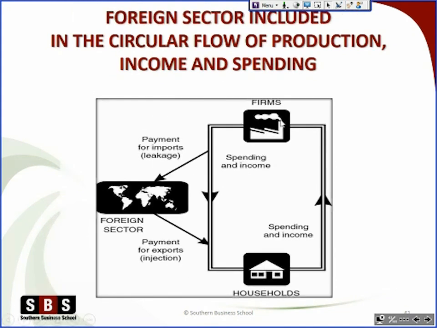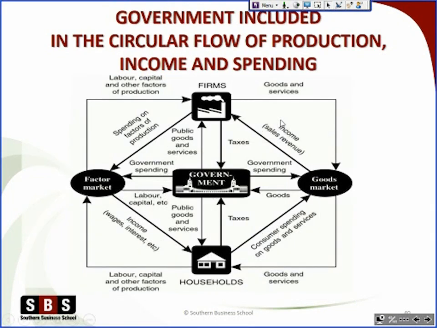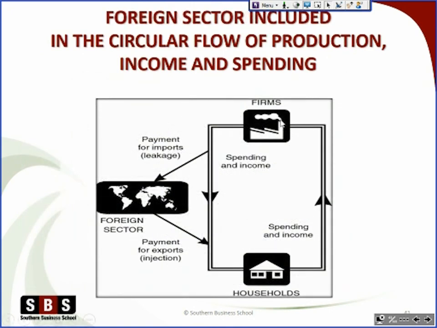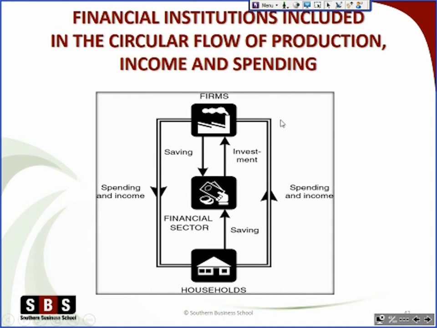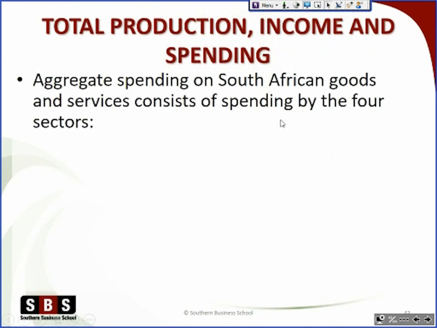So if you think back, I'm just going to go 2 slides back. Firstly, we've incorporated the government in the circular flow of production, income and spending. Then we've incorporated the foreign sector in that same production, income and spending. And now we're just incorporating the financial sector. That's the banks and so on. So between the firms and the households, the banks play a pivotal role. There's money flowing all the time between firms and households and the banks. Okay, I'll get to that later. I'll give you a little bit more tips when we talk about the exam questions about this specific part of the presentation.